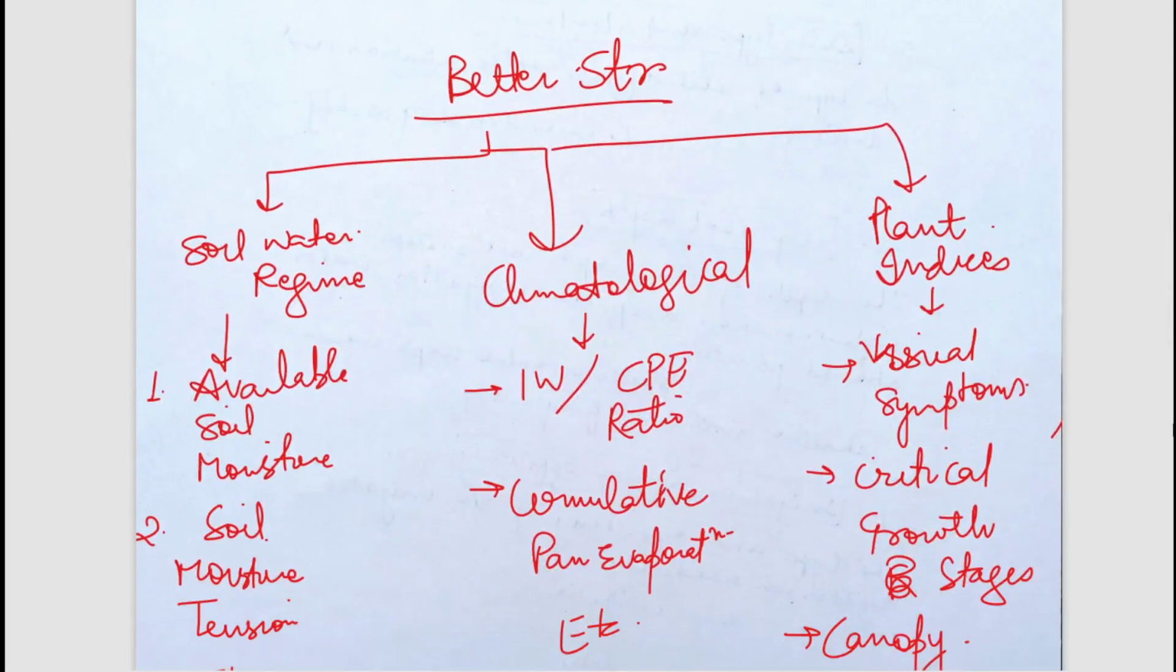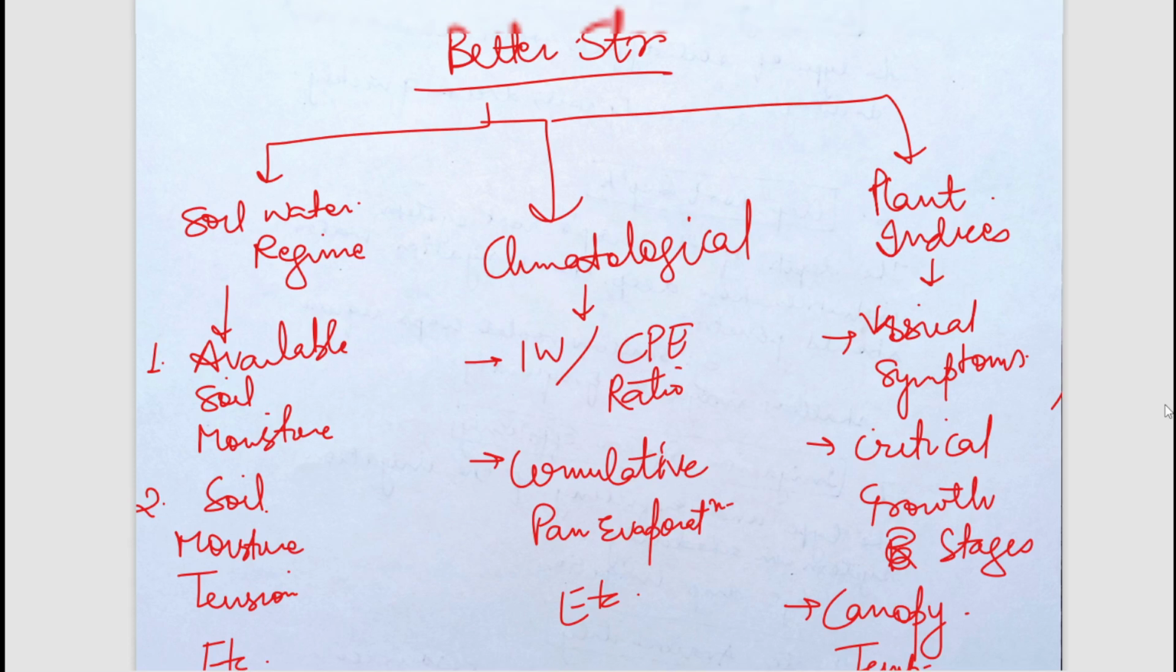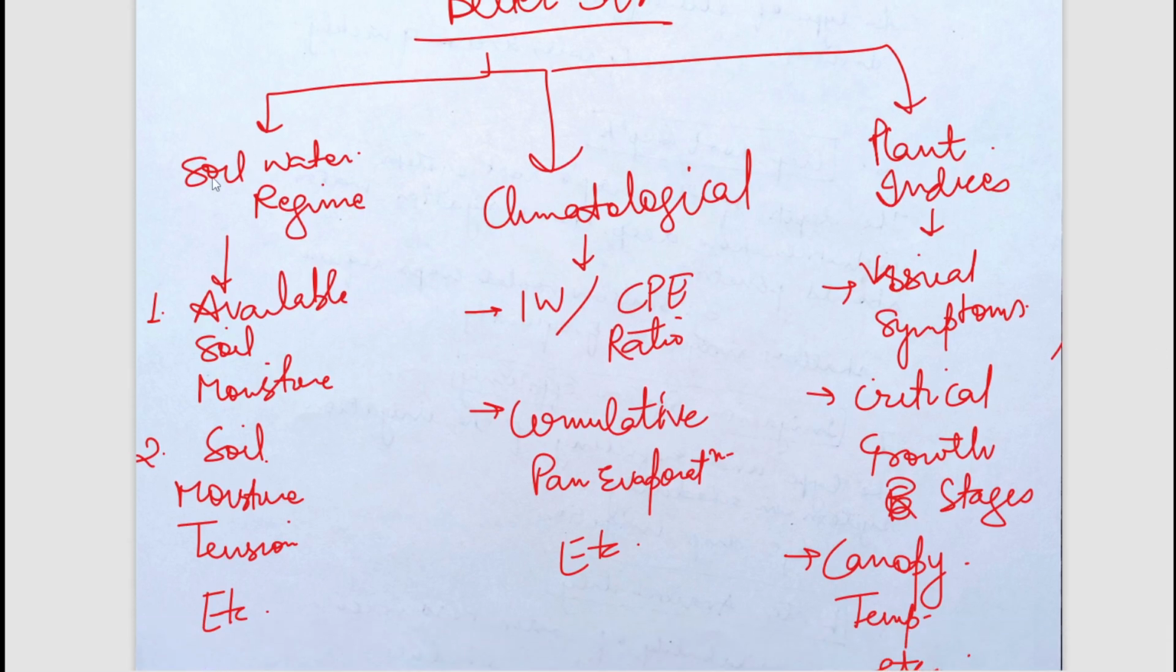And you can see how I have mentioned a better structure here. There are three major things which are included in irrigation scheduling. First is soil water regime. What is the availability of soil moisture and what is the soil moisture tension? These things are included in soil water regime.